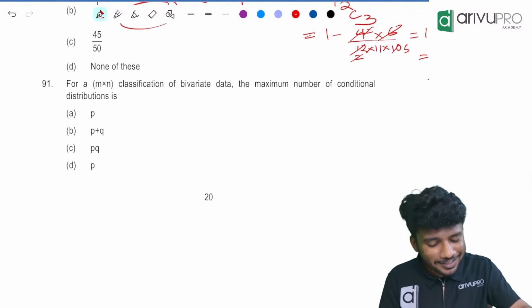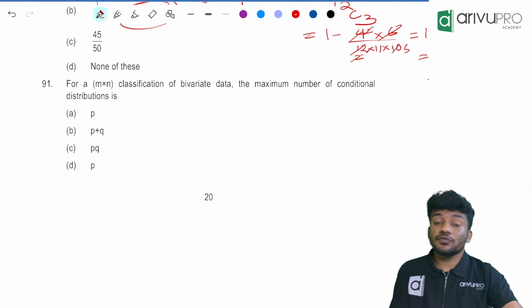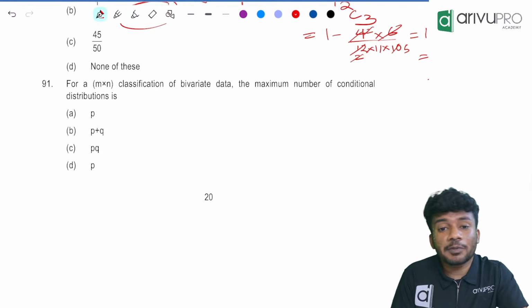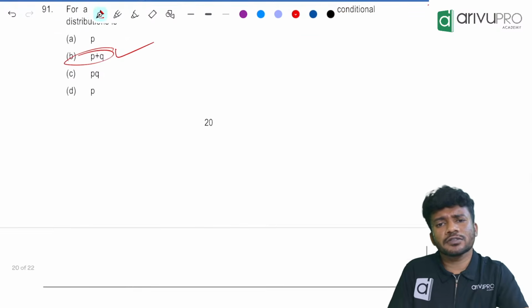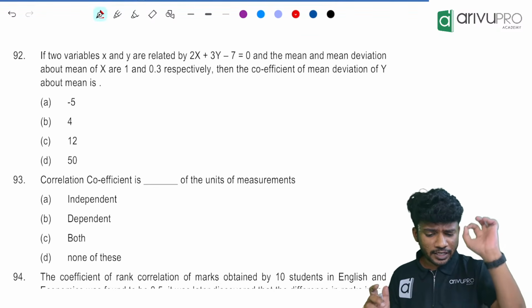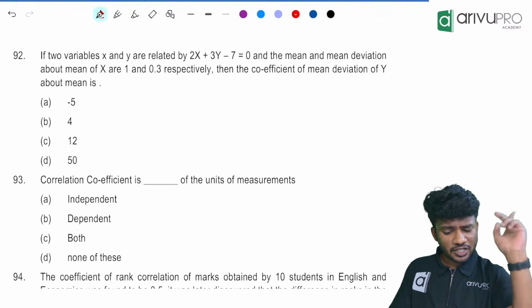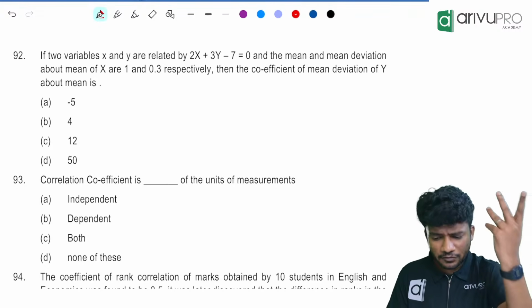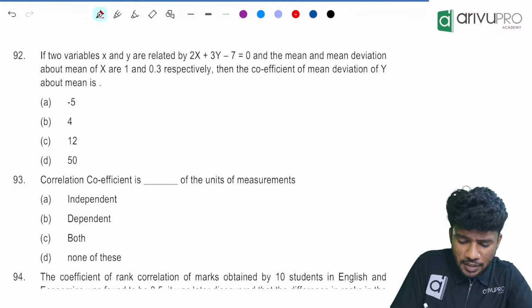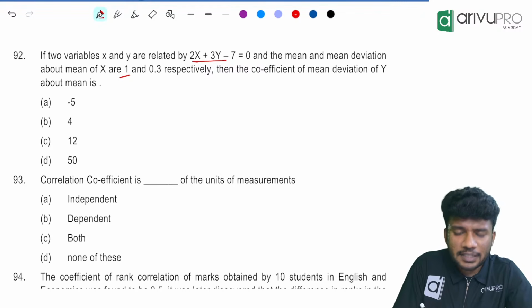Now again another classification based question, 91. For M into N classification of bivariate data, answer will always be what? P plus Q. Yesterday also we solved a similar question. Two variables x and y are related like this: 2x plus 3y minus 7. Mean and standard deviation of x are 1 and 0.3 respectively. How much is the coefficient of mean deviation is the question. People, mean of x is 1. Then mean of y will be how much? We need to find the value of y.